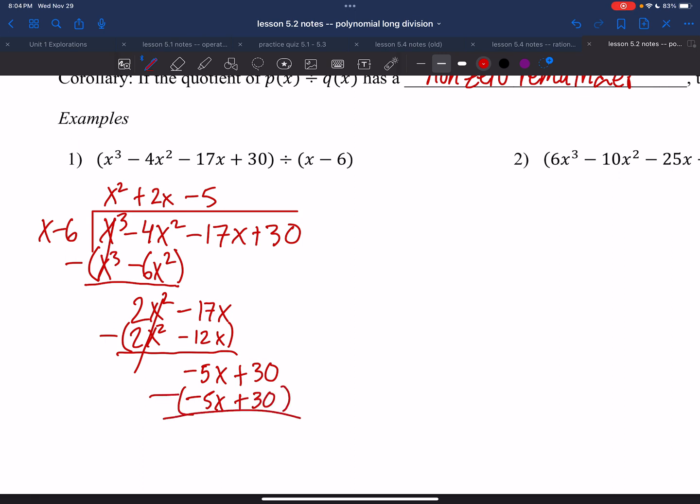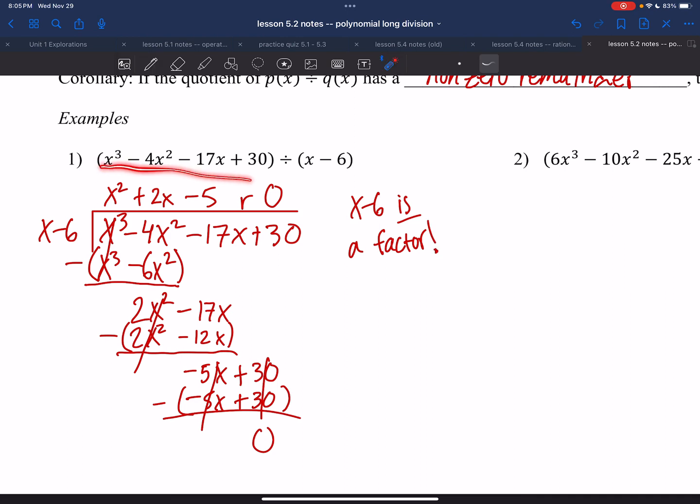And I'm subtracting this expression. I don't like that minus sign, it's too long. There we go, that's better. Negative 5x minus itself, gone. 30 minus itself, gone. I'm left with 0. There is nothing remaining. I put remainder 0. So what does this mean? This polynomial was divided by another polynomial, and we have another polynomial with a 0 remainder. Conclusion: x minus 6 is a factor of that polynomial you divided.